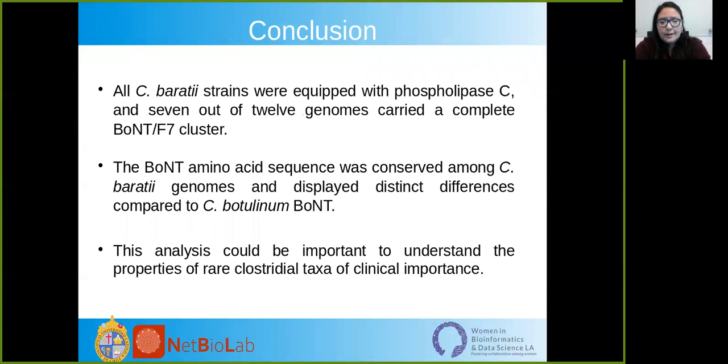All Clostridium baratii were equipped with phospholipase C or PLC toxin, and 7 out of 12 genomes carried a complete BoNT F7 cluster. The BoNT amino acid sequence was conserved among all Clostridium baratii genomes and displayed distinct differences compared with Clostridium botulinum BoNT. Finally, we conclude this analysis could be important to understand the properties of rare Clostridium taxa of clinical importance.